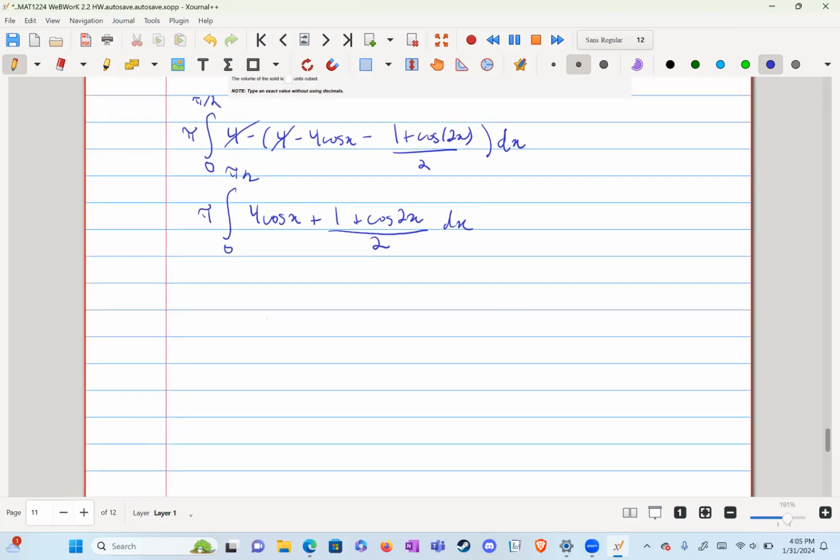So now we can split up our cosine here, and we can do 4 cosine of x plus 1 over 2 plus, or sorry, so maybe it should be minus 1 over 2 minus sine 2x over 4, or cosine 2x over 2 dx.